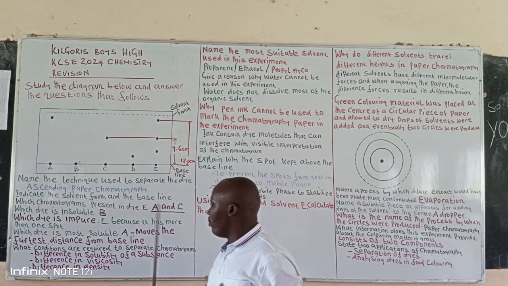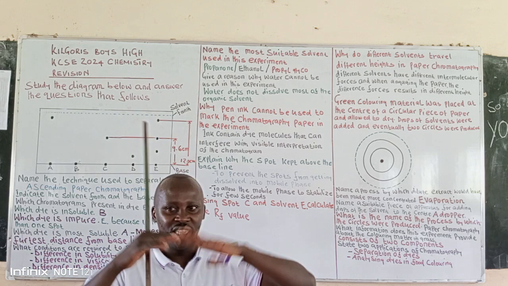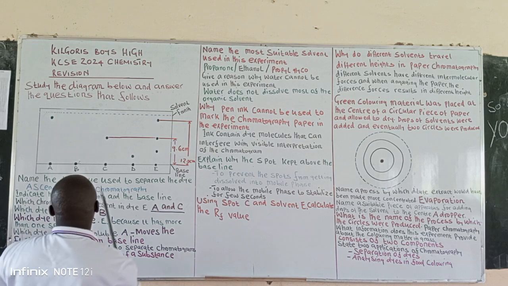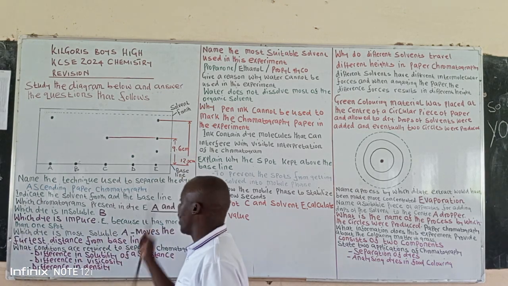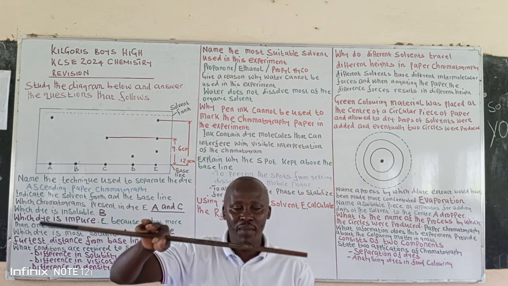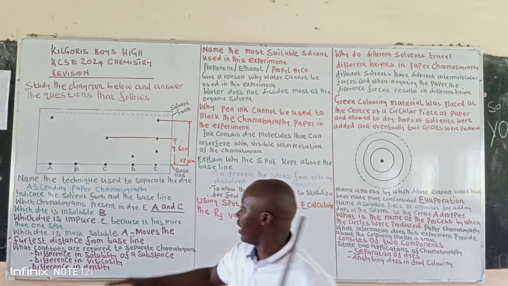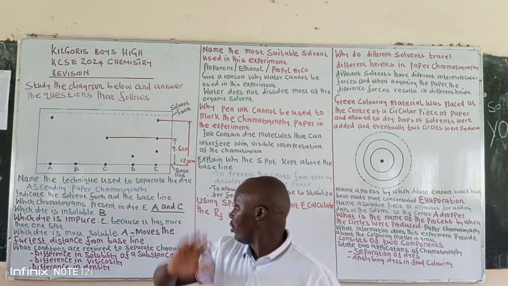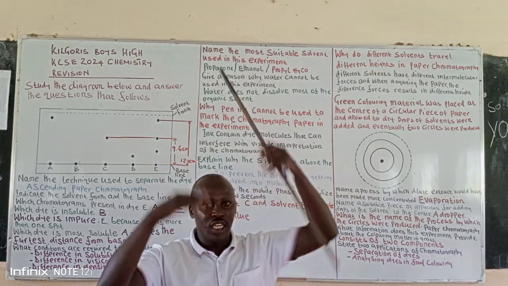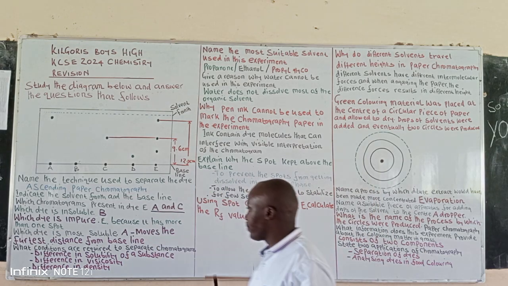Now, which dye is most soluble? The most soluble dye moves the farthest distance from the baseline. As you can see from here, we have A, B, C, and D. A is moving the farthest distance from the baseline. So the one which is moving the farthest distance from the baseline is the most soluble dye. If you are required to give an explanation, you just say it is because it moves the farthest distance from the baseline.